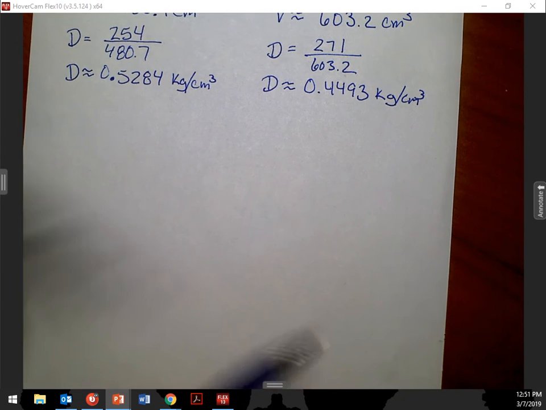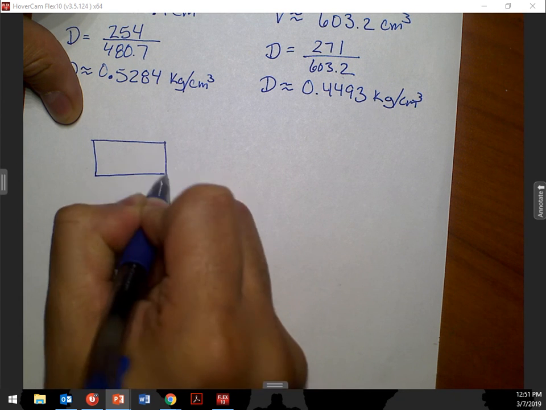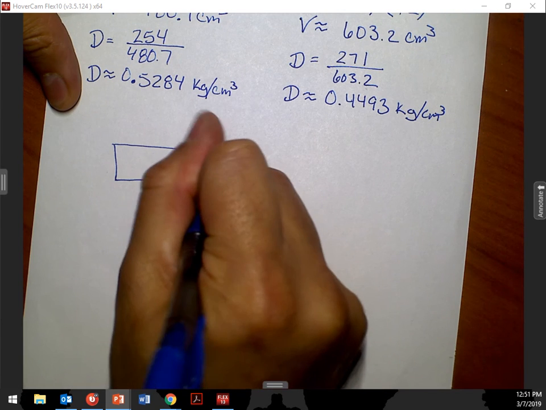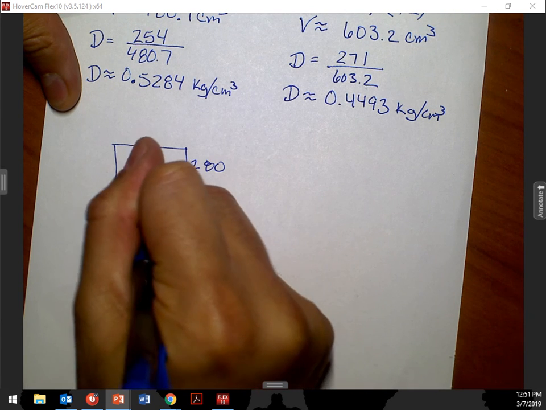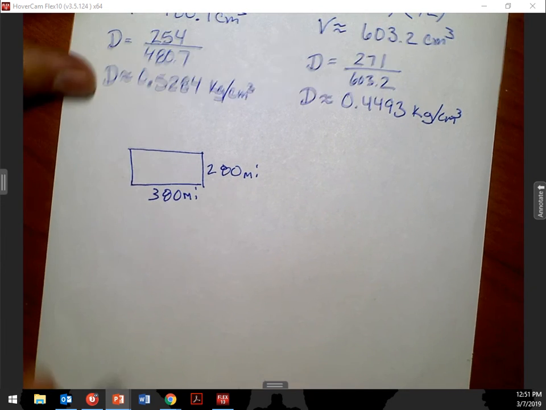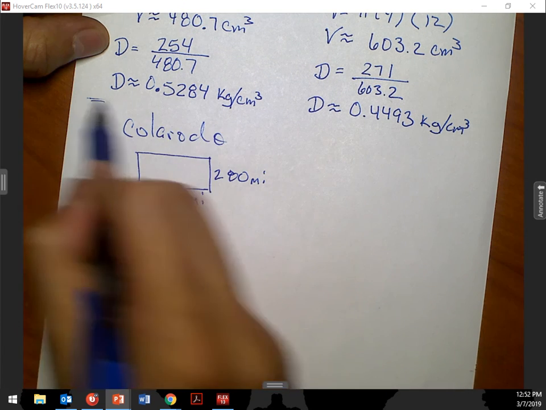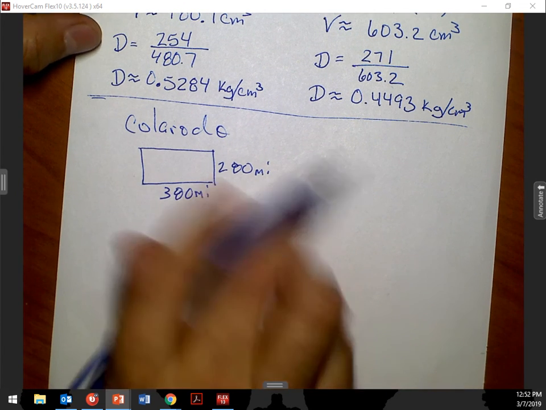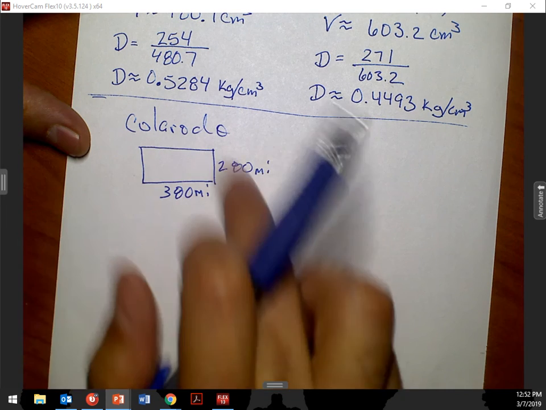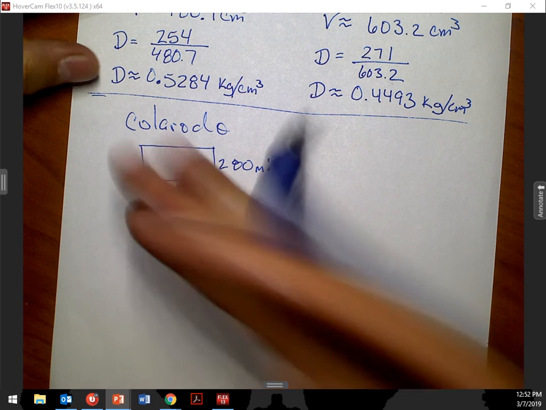So it could be modeled by a rectangle, which is 280 by 380, and these are miles, right? And this is Colorado. I probably misspelled Colorado, but it's not like I have anyone from Colorado watching. It doesn't matter. You notice I didn't even capitalize it, so that's how I feel about it. All right, so how do I find the area?